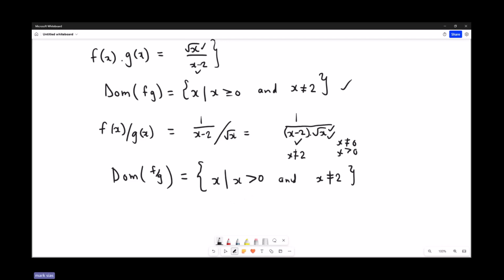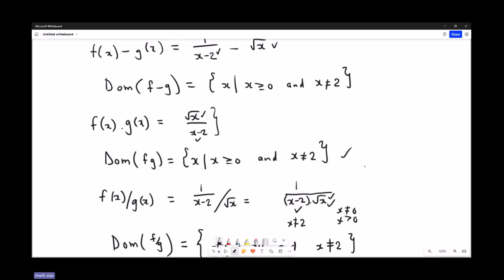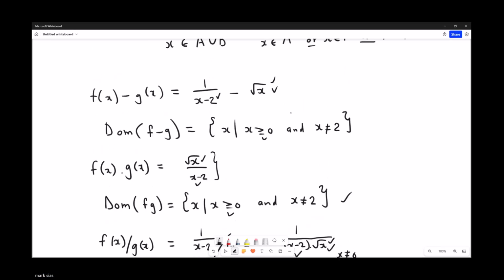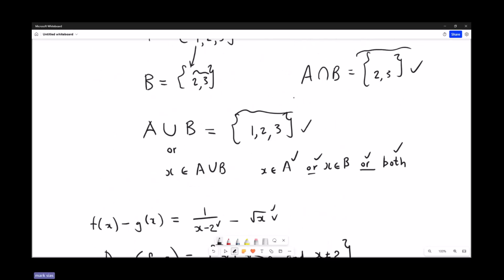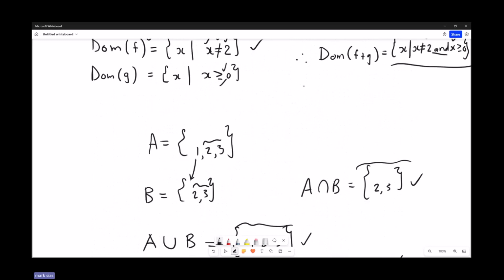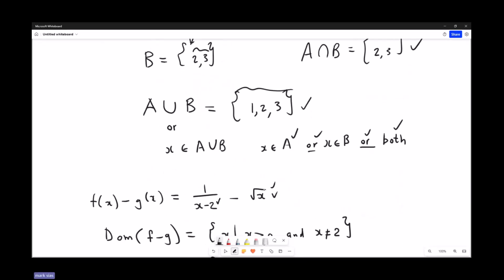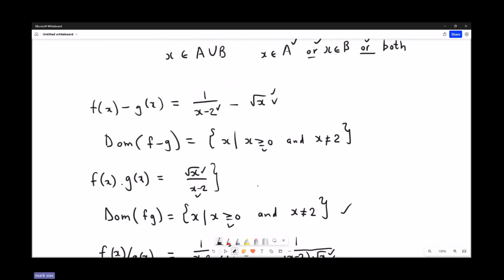Look how that domain differs now from the previous domains. The previous domains included the zero. However, with this one, it does not include zero and still does not include 2.